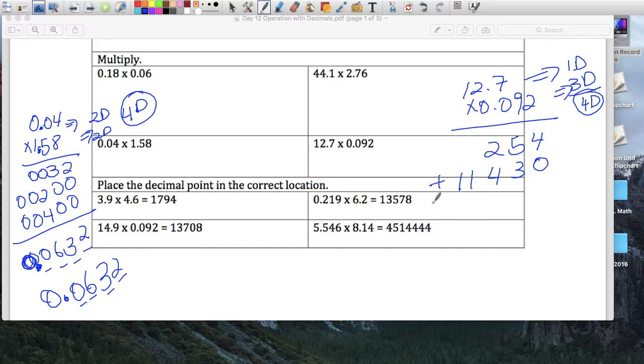Okay. So add 4, 8, 6, 1, 1. 4 decimal places. 1, 2, 3, 4. So our decimal goes right here. 1.1684. Good.